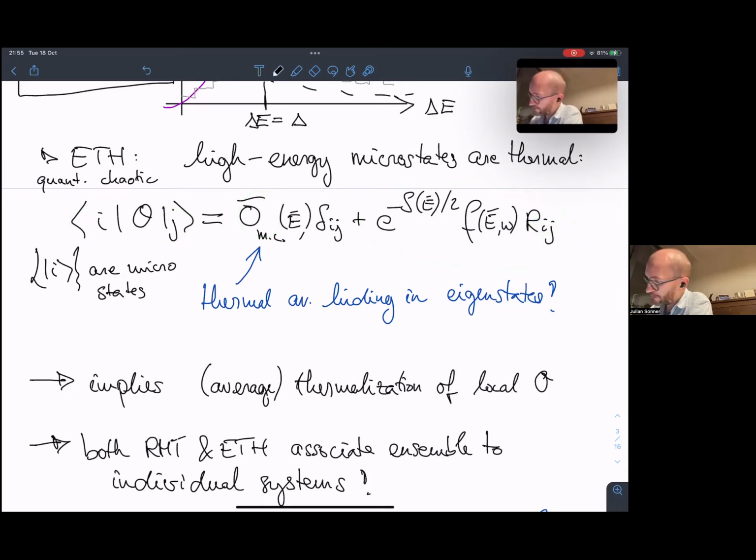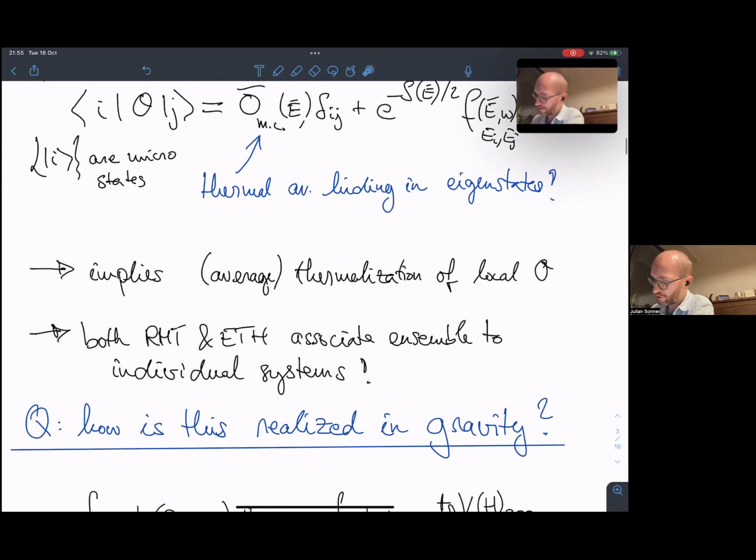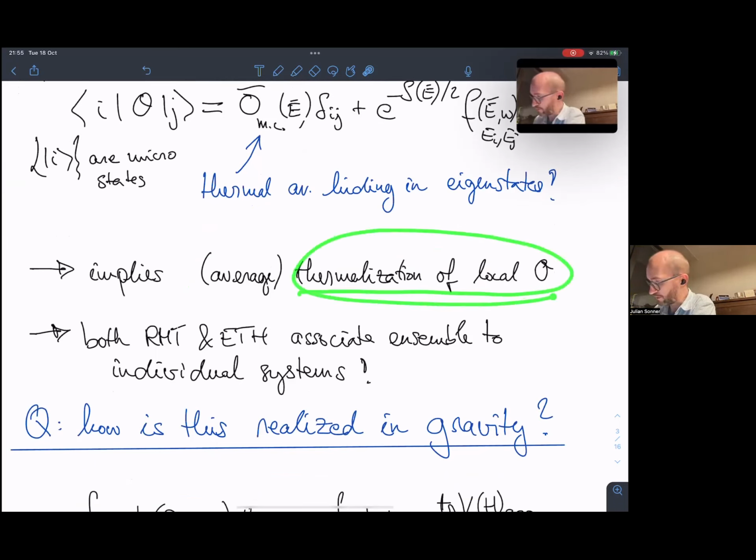Then there is some smooth function of the energy, the average energy E and the difference energy. So one could also have said that this depends on both of the energies, the I and J. And notably, it's suppressed by e to the minus S of E over 2, where S of E is the microcanonical entropy. But what this is saying is that the thermal averaging is already hiding in individual microstates of individual quantum chaotic systems. And this can be shown in a few lines to imply thermalization of these local, or in some sense small, observables on average.